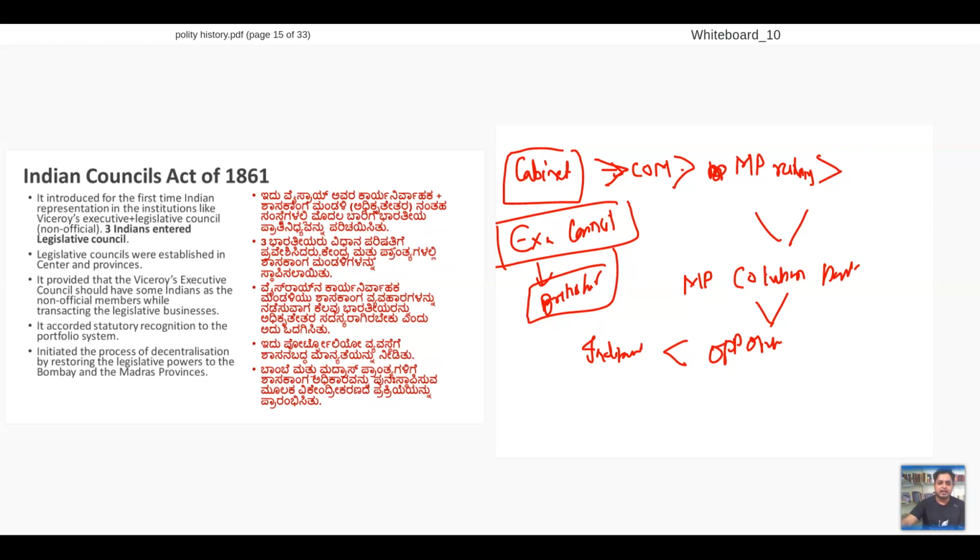1861 Indian Councils Act. Why do we call it the Councils Act? Because from now on, the Legislative Council will be shuffled. From now on, every 10 years or every 30 years, the Legislative Council will be shuffled. That shuffling starts now. Now I'll give you one more amazing concept. Be with me, you'll understand things better.